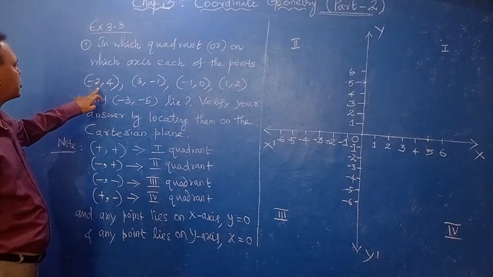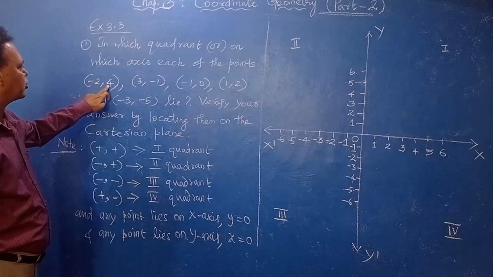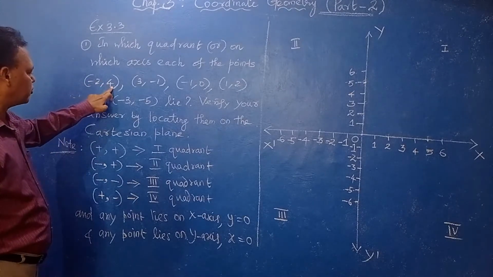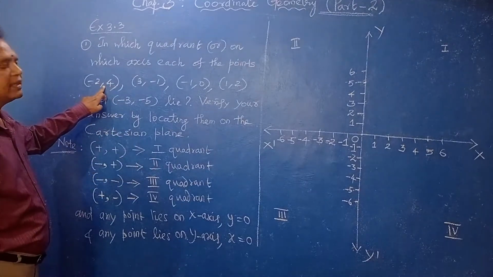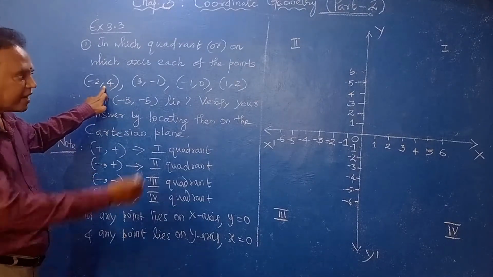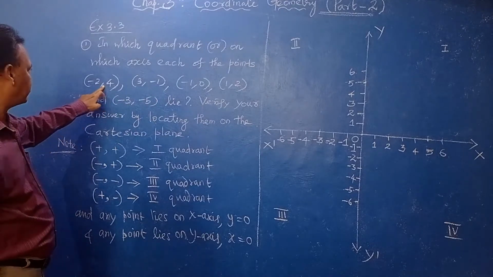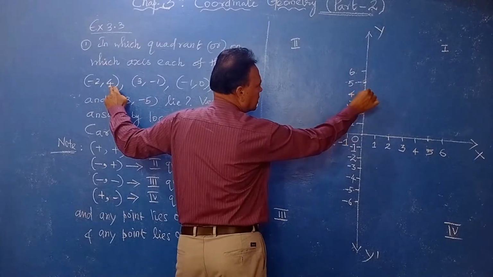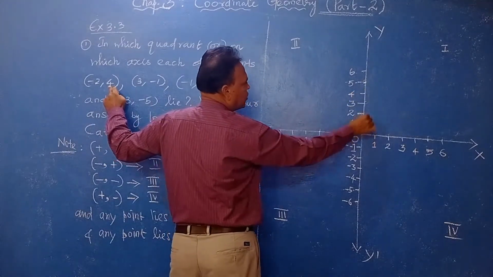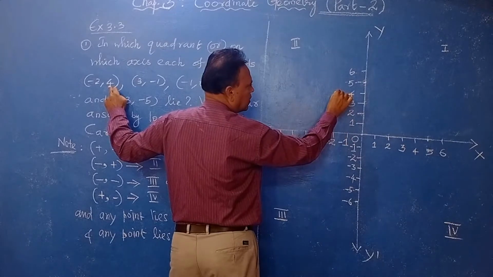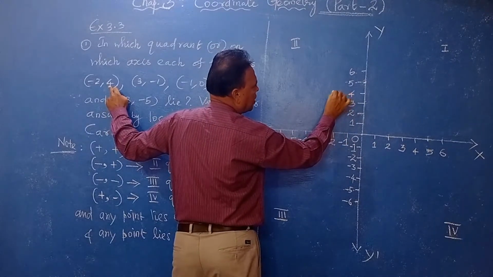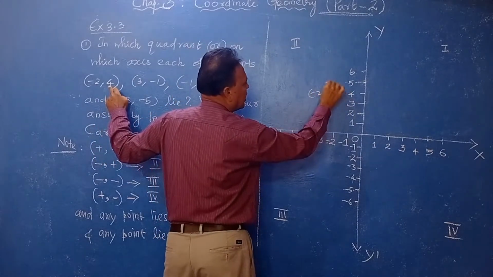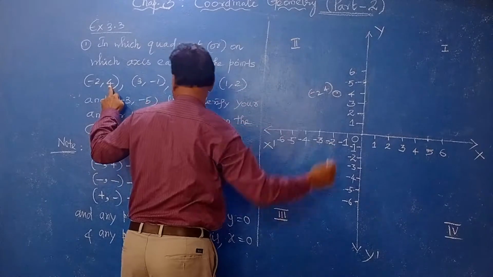Now you see, what is the first point? The first point is (-2, 4). Negative first, positive, so negative, positive: second quadrant. Here you can verify also, by plotting you can verify. You see (-2, 4). X is -2, y is 4, means this point here. So the point (-2, 4) lies in the second quadrant.